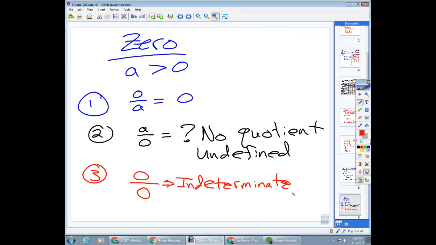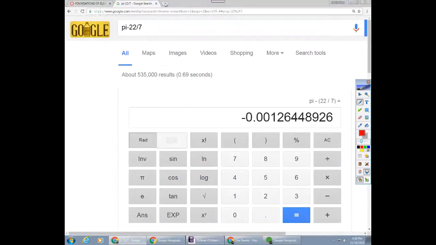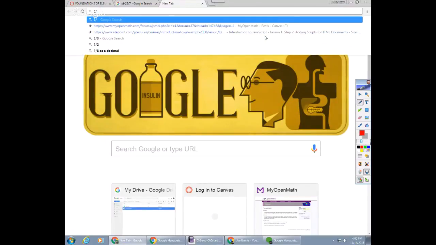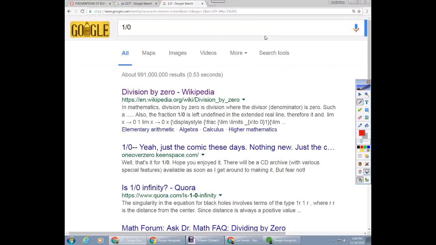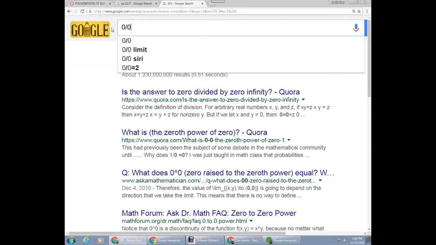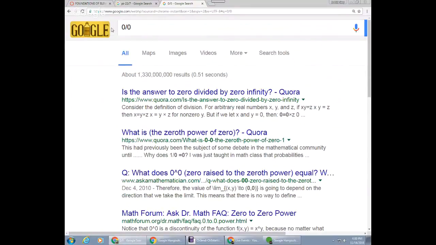Or what's Siri? Doesn't Siri have smart butt answers for some things? Let's see. 1 divided by 0. Division by 0. Google doesn't even bring that into the calculator. How about 0 divided by 0? Doesn't talk about that either.